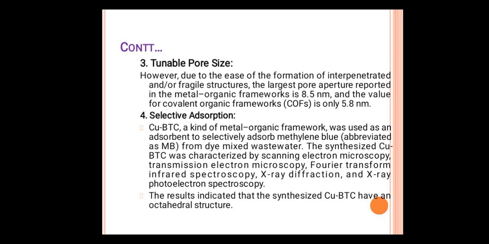Next one is selective adsorption. CuPTC, a kind of metal organic framework, was used as an adsorbent to selectively adsorb methylene blue from dye-mixed wastewater. The synthesized CuPTC was characterized by scanning electron microscopy, transmission electron microscopy, Fourier transform infrared spectroscopy, X-ray diffraction, and X-ray photoelectron spectroscopy. The results indicated that the synthesized CuPTC has an octahedral structure.